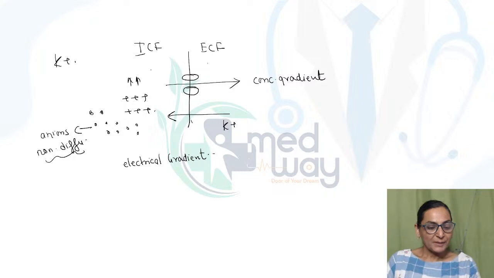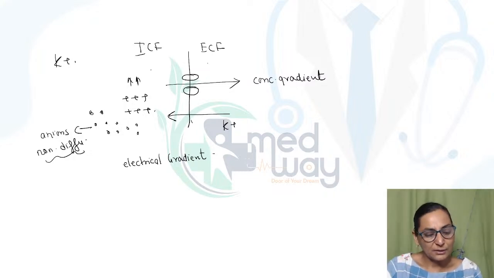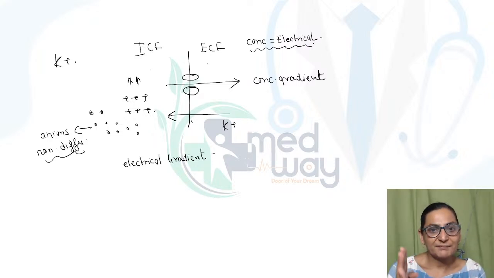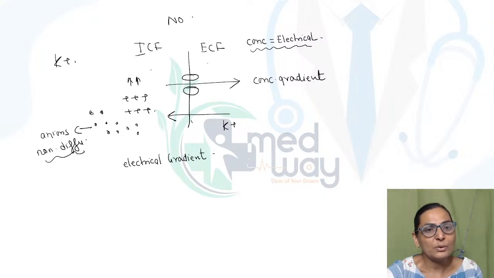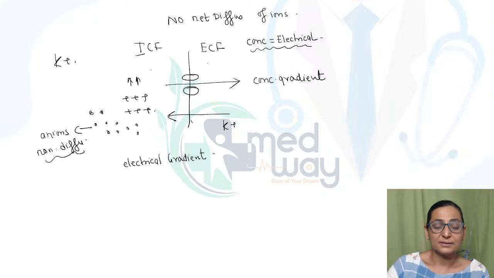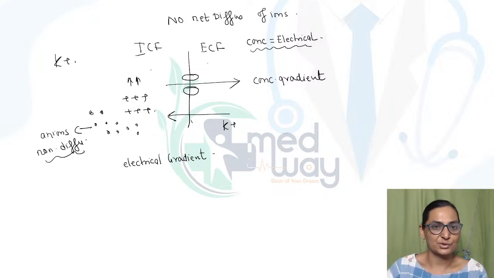So every ion will show either a concentration gradient or an electrical gradient. There will come a point where the concentration gradient will become equal to the electrical gradient, and that is the point where there will be no net diffusion of ions. Ions will not move inside to outside or outside to inside. That is called the Nernst potential.